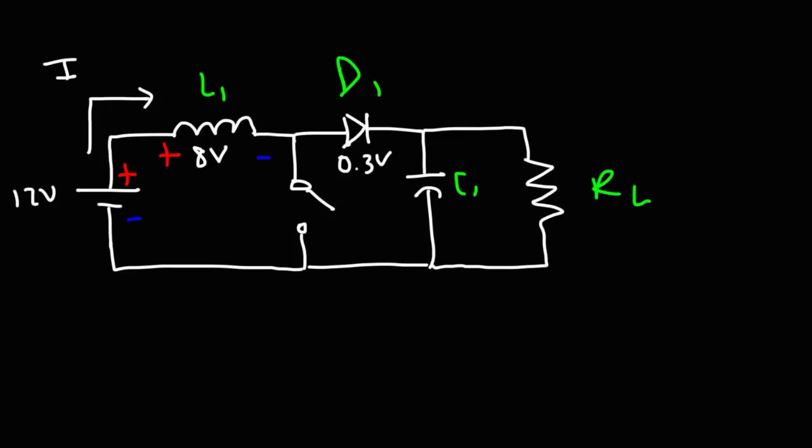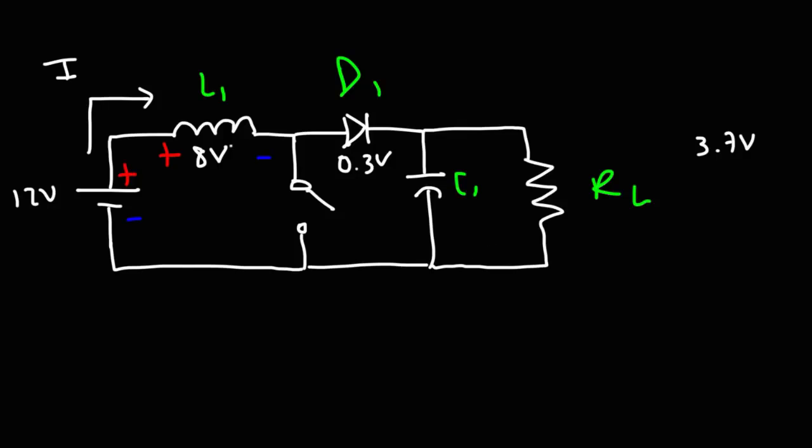At this instant of time, the voltage across the load resistor will be 12 minus 8 minus 0.3. So it's going to be 3.7 volts. And so the capacitor will be charged to 3.7 volts.